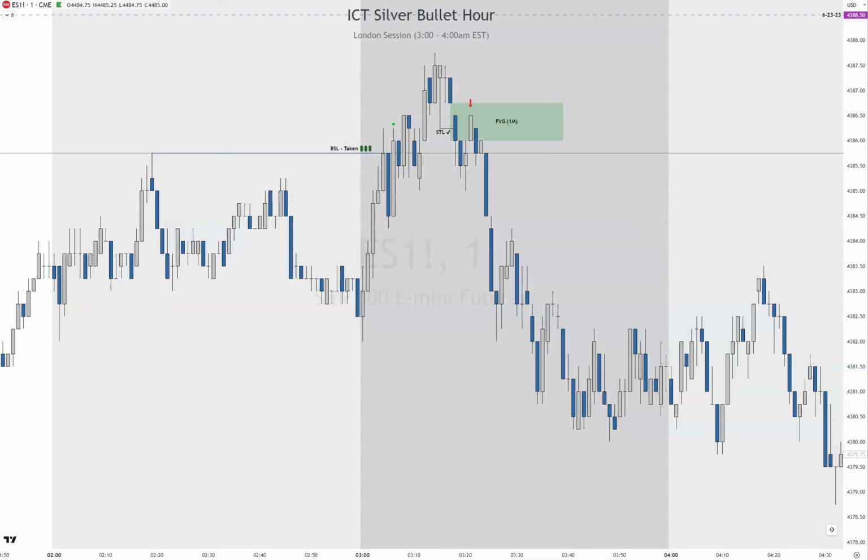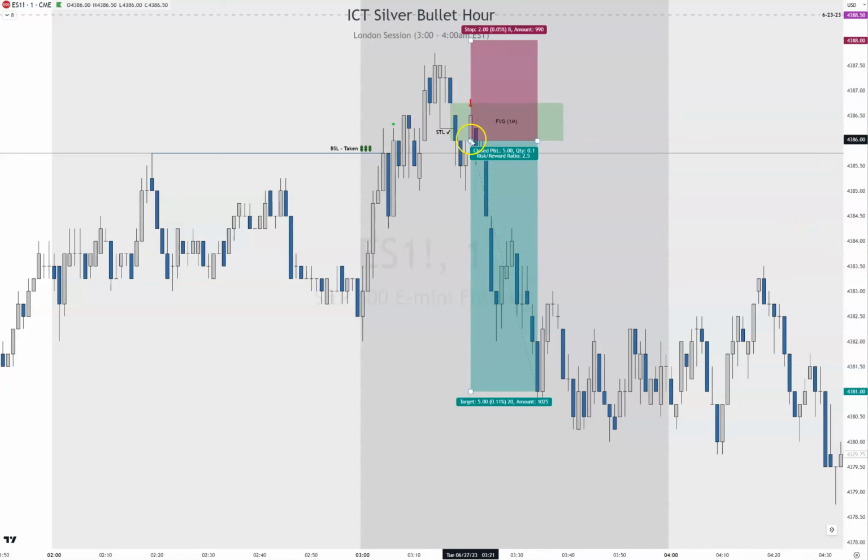So this is an aggressive entry. There's no market structure shift now. Market structure shift would be this candle right here being taken out. That's the swing low that took out this swing high. So that would be the market structure shift. This is just a short-term low being taken out. So it's a swing low getting taken out, so this is an aggressive entry.